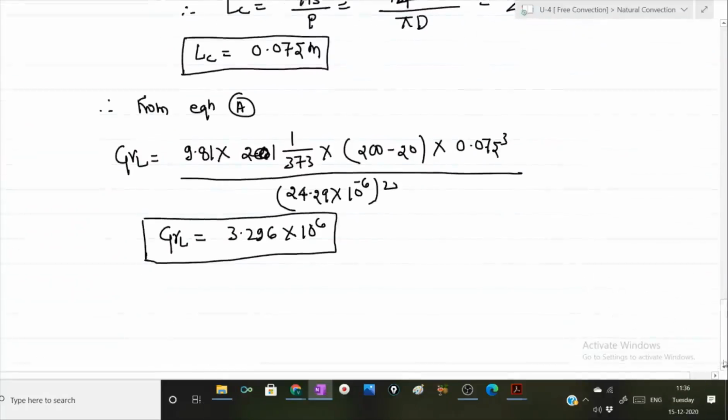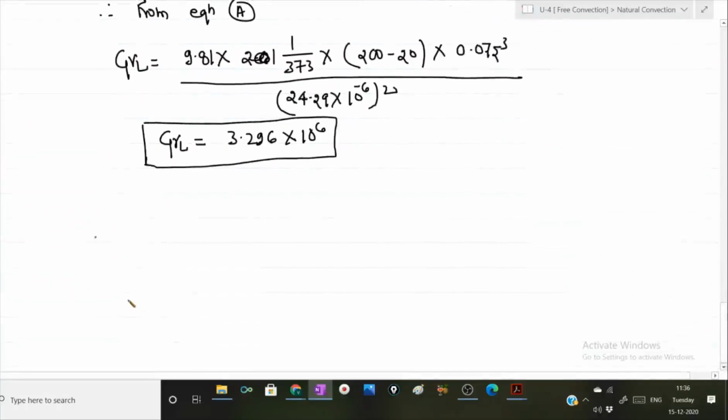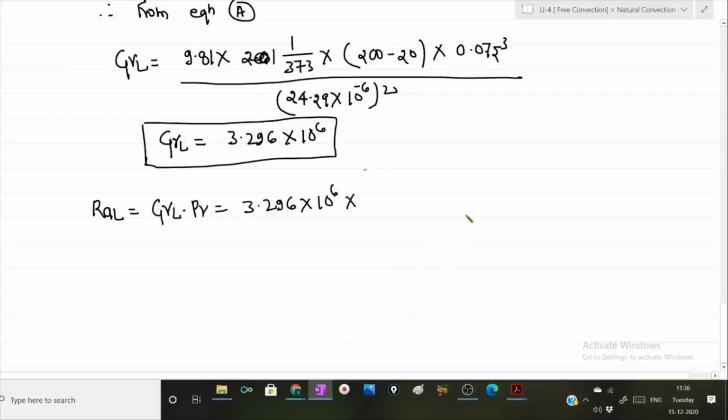But I need to find out the value of Rayleigh number as a product of GR into PR. So GR is 3.296 into 10 to power 6, and the Prandtl number is 0.687. So this value comes out 2.264 into 10 to power 6.